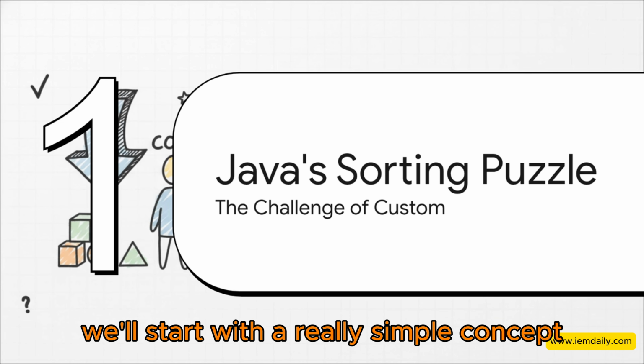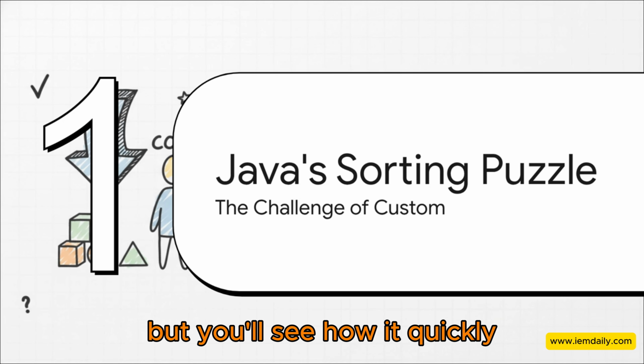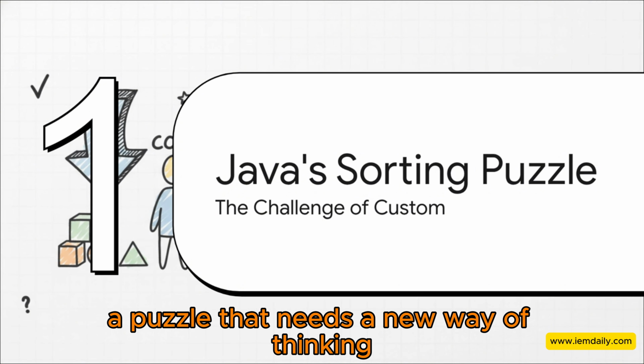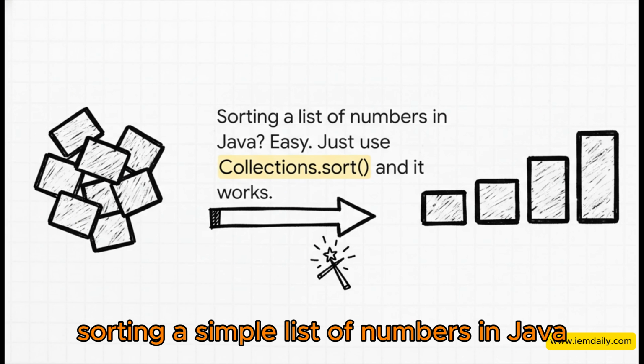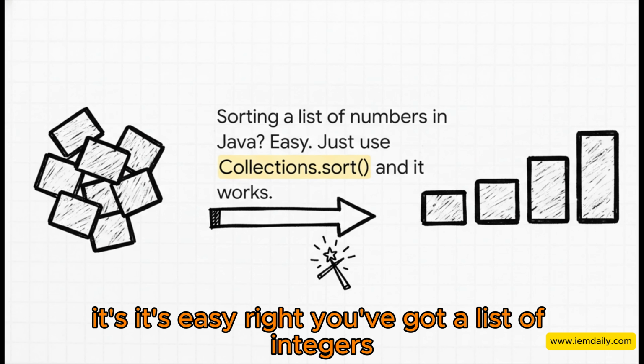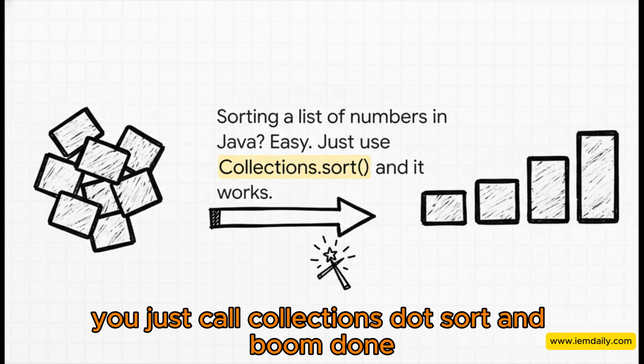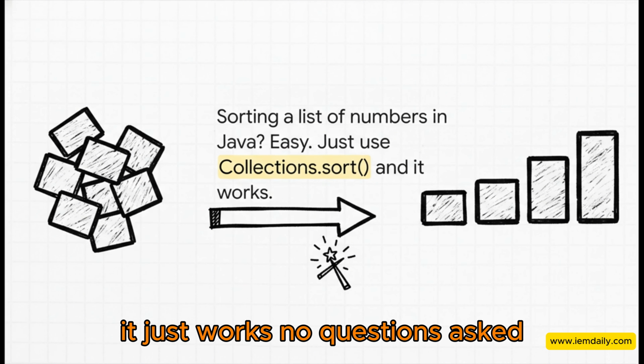We'll start with a really simple concept, but you'll see how it quickly leads us to a bigger challenge, a puzzle that needs a new way of thinking. Think about it. Sorting a simple list of numbers in Java, it's easy, right? You've got a list of integers, you just call Collections.sort, and boom, done. It just works, no questions asked.